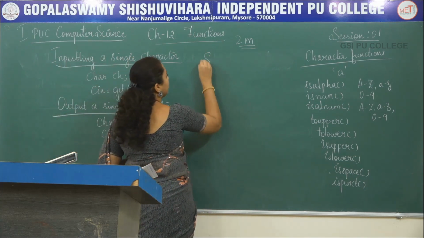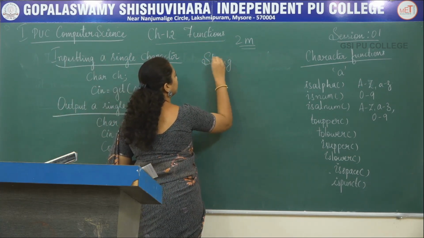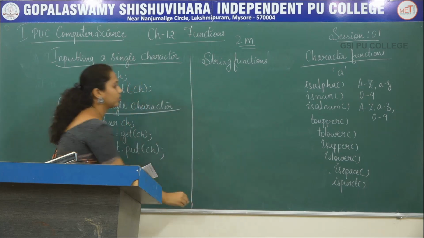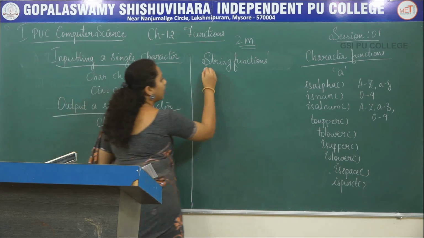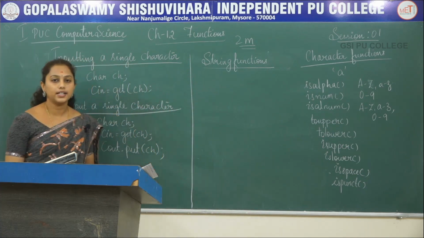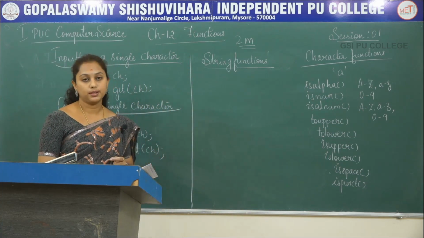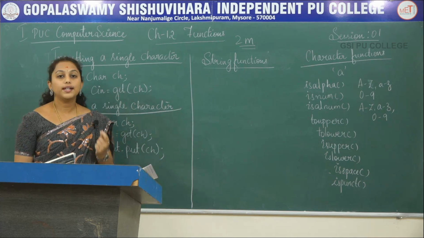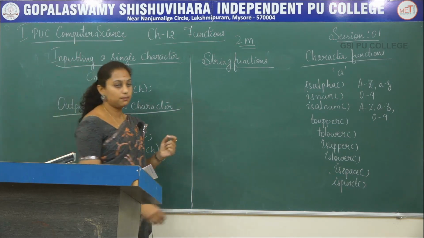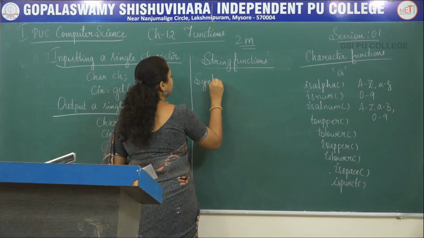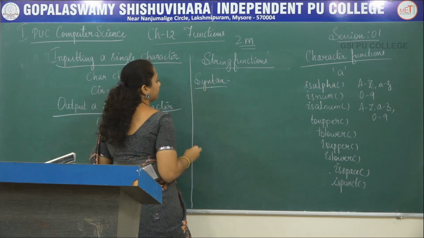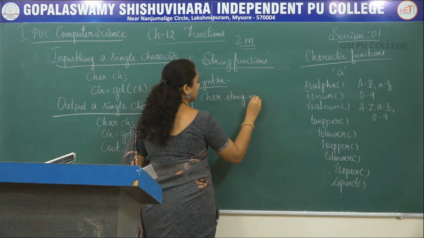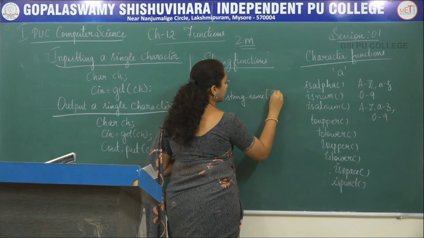Now let's see the string functions. So what are strings? A string is a collection of characters enclosed within double quotes. Now let's see how to declare a string variable. So what is the syntax? char string_name[size].